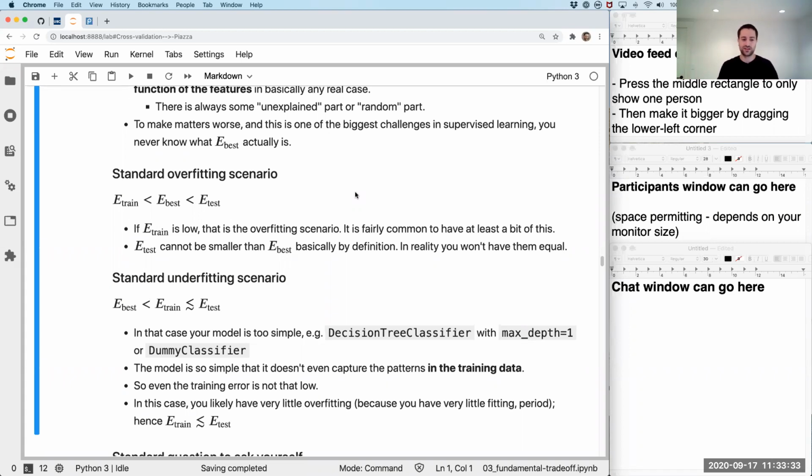If both the training error and the test error are really high, they're both doing a bad job, that's a sign you might be underfitting and you want to use a more complicated model.